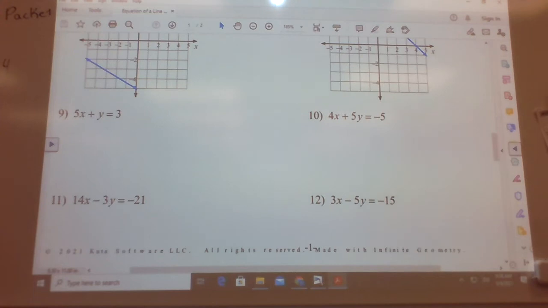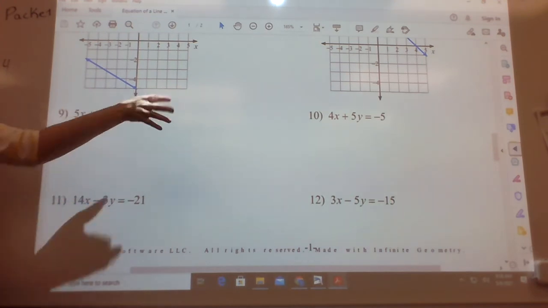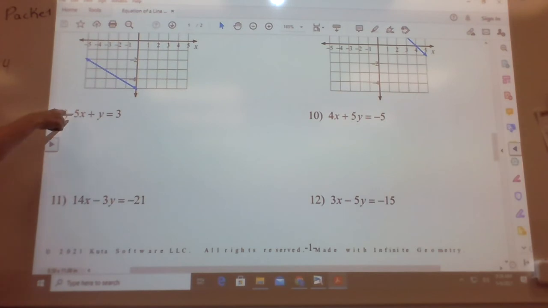All of these 4 are what's known as standard form. The standard form always has something x, something y equals a number. Notice there's no fractions, and it always starts with a positive number, always. That's what it looks like for standard form. And like I said, we'll talk more about standard form Monday.